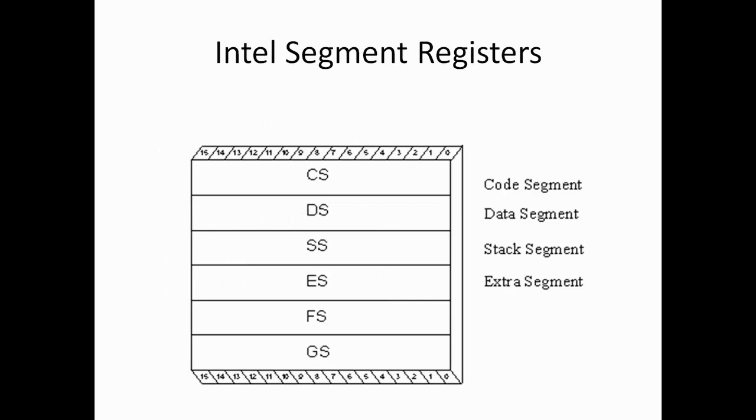Then there are 6 segment registers, namely CS, DS, SS, ES, FS, GS. The CS is for the code segment, DS is for the data segment, SS is for the stack segment, and then there are 3 additional segment registers, ES, FS, GS, which are the extra segment registers.